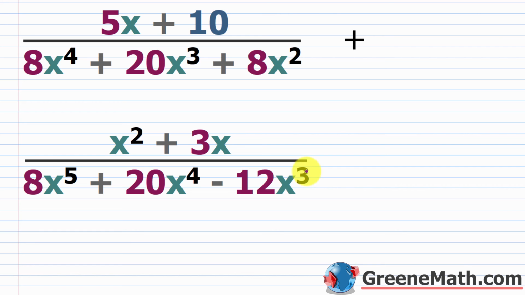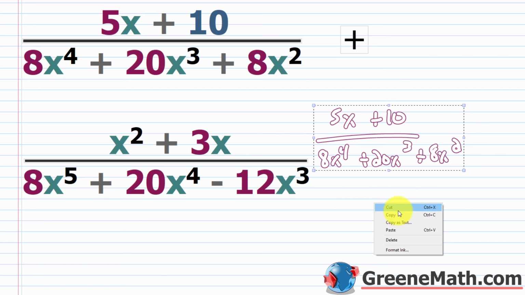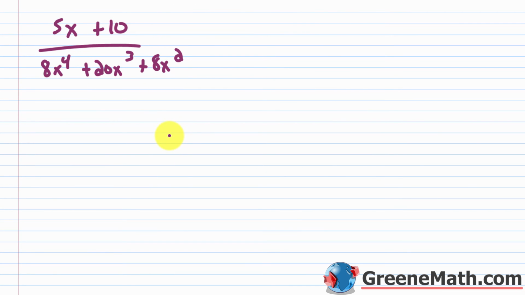So what I'm going to do is just factor everything first. So this, let me copy this 5x plus 10 over, let's put the 8x to the 4th power plus 20x cubed plus 8x squared. Let me grab this real quick, and let's go ahead and paste this in here. And let's see if we can simplify this. I know from the numerator, I could factor out a 5. So that would leave me with an x plus 2 inside.